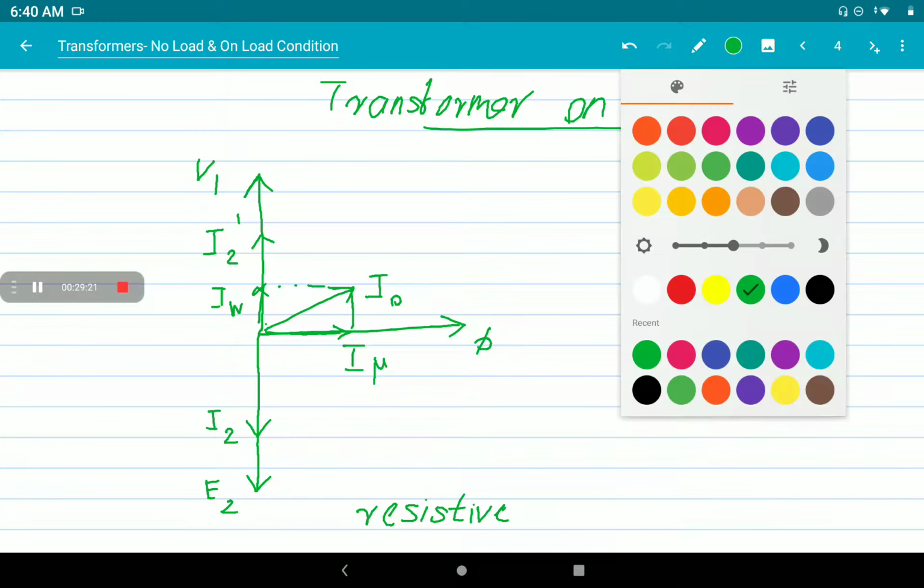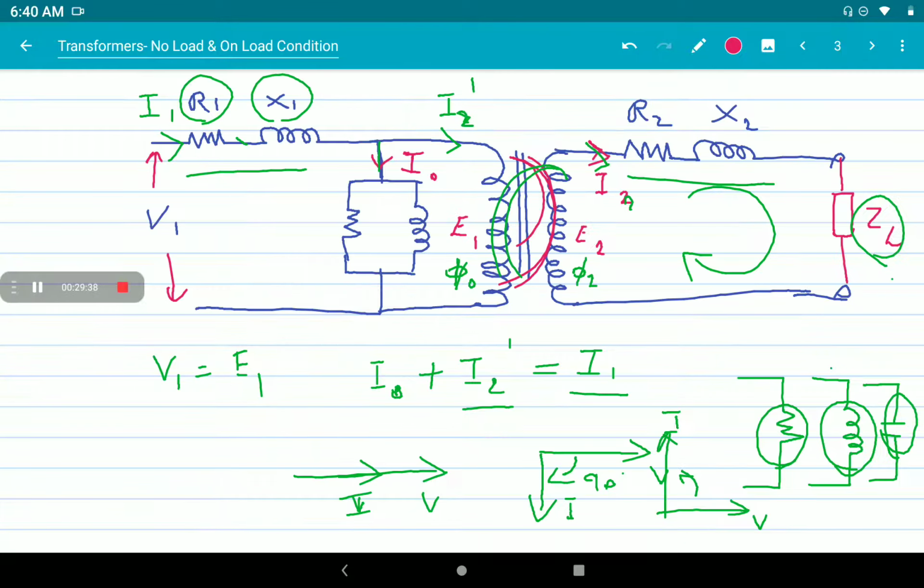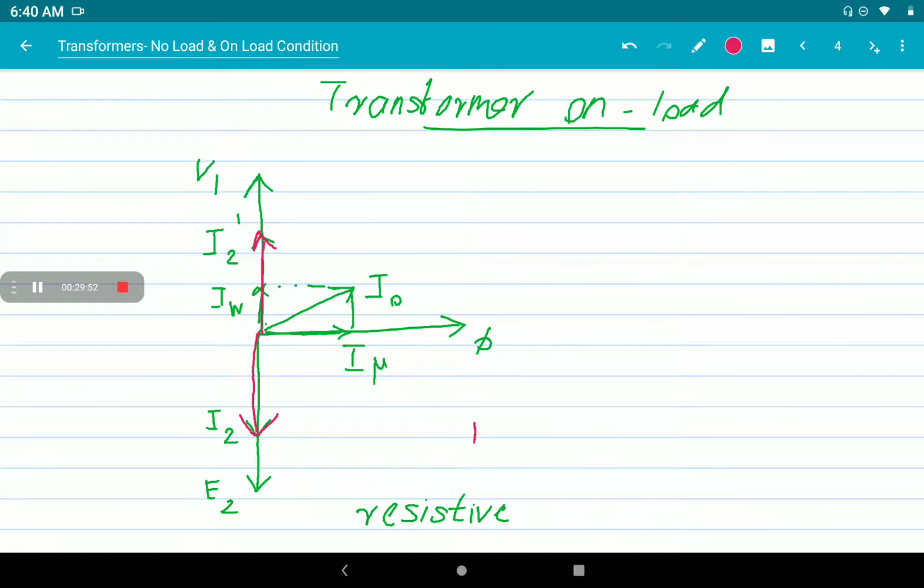Okay, I2 dash. So I2 will be in this direction, and I2 dash will be equal and opposite to our secondary current. So you know I0. Here you can see the total current coming from here is split into these two, I0 and I2 dash. So total current I1 is the vector sum of I0 and I2 dash. So we can find out the vector sum.